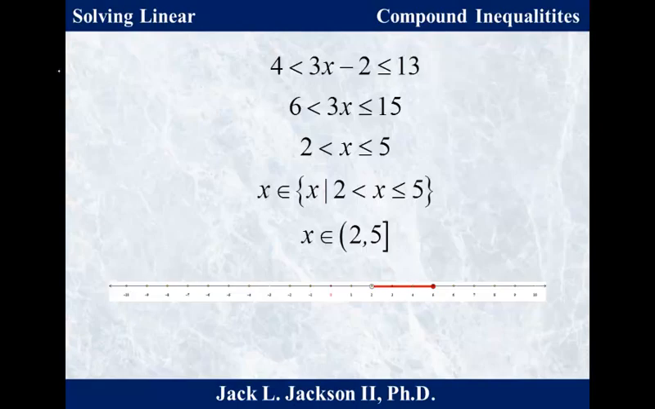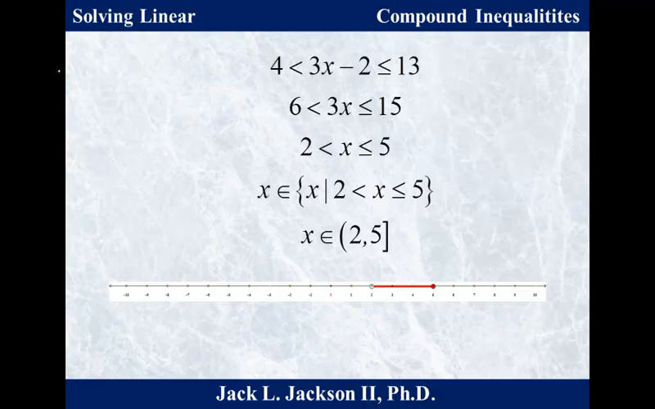Okay, so let's see, we've added 2 to all three sides. Now we've got the 3x in the middle. So now what we want to do is get the x by itself in the middle, and that is to divide by 3. We'll turn the 3x into an x. Then we have to divide all three sides by 3. 6 divided by 3 is 2. 15 divided by 3 is 5. And so we get 2 is less than x, which is less than or equal to 5.